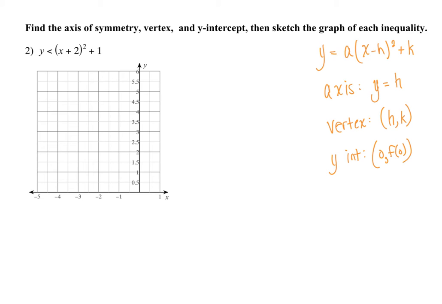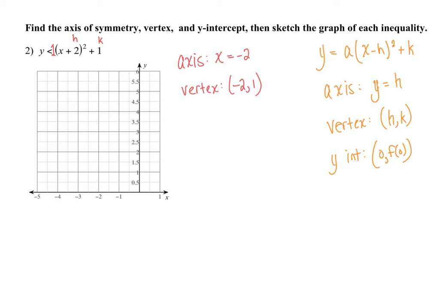All right, so let's look at this one. My a is the number in front of my parentheses. Remember, when you don't see one, that is a 1. My h here is negative 2, right? Because it's the opposite. And my k is a 1. So when I'm finding my axis, that's going to be just negative 2. My vertex, that's going to be negative 2, positive 1.